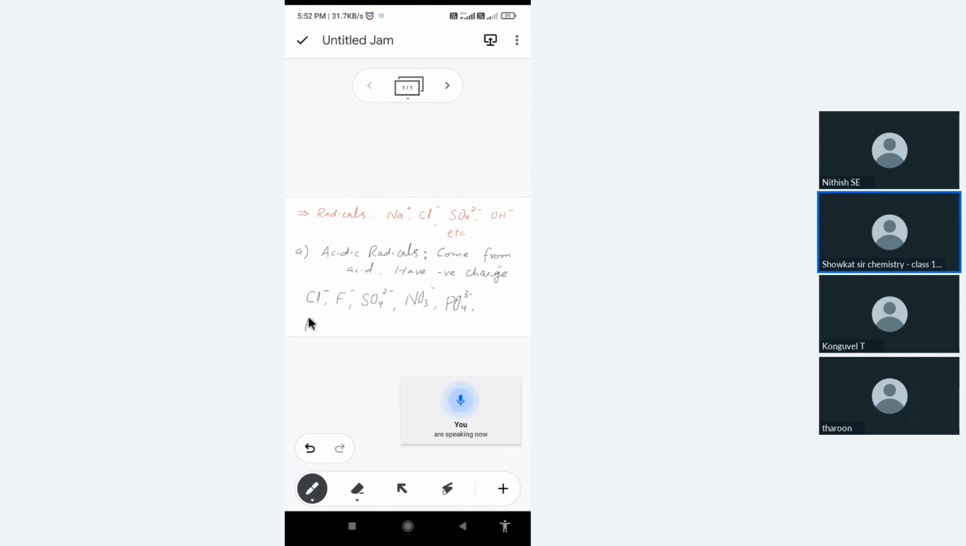Radicals are the charged parts of a salt. For example, if you have a salt like NaCl, this is your compound. If you ionize it, it will give you Na positive and Cl negative. So these are your radicals. These radicals come either from acid or from base. For example, if you have hydrochloric acid, HCl, and you ionize it, it will give you H positive and Cl negative. They are your radicals.